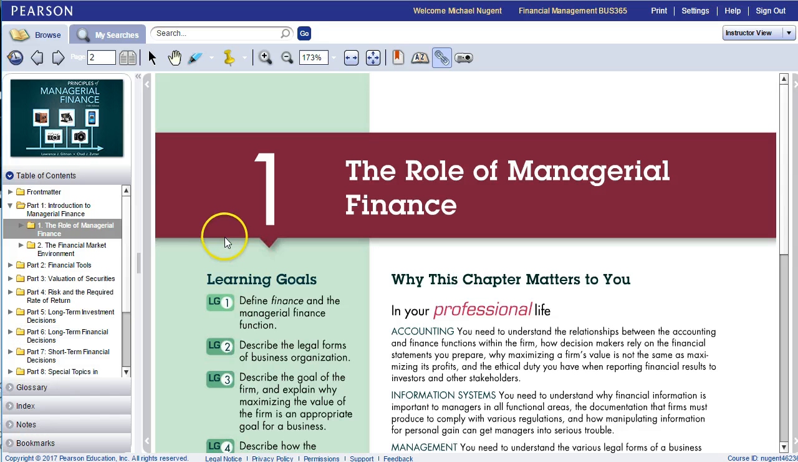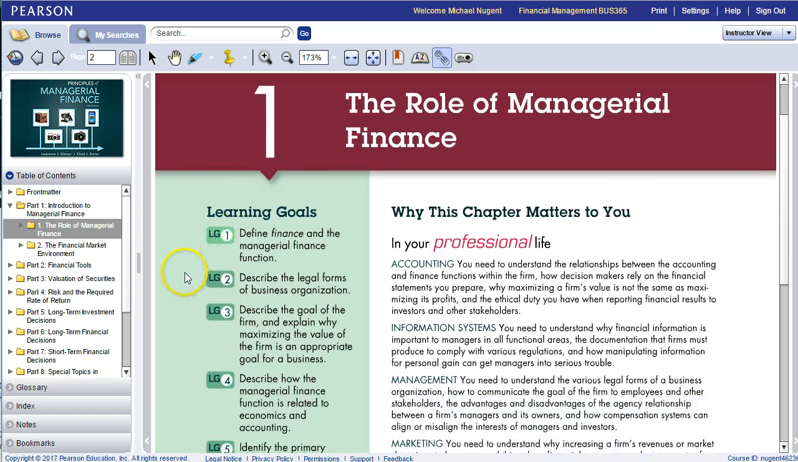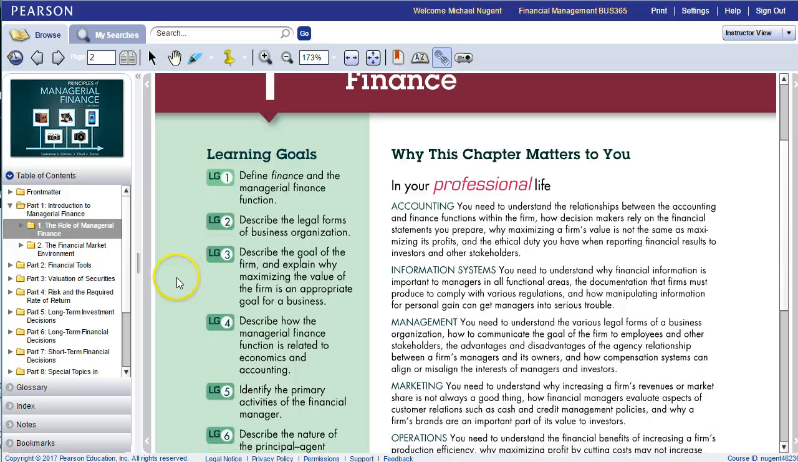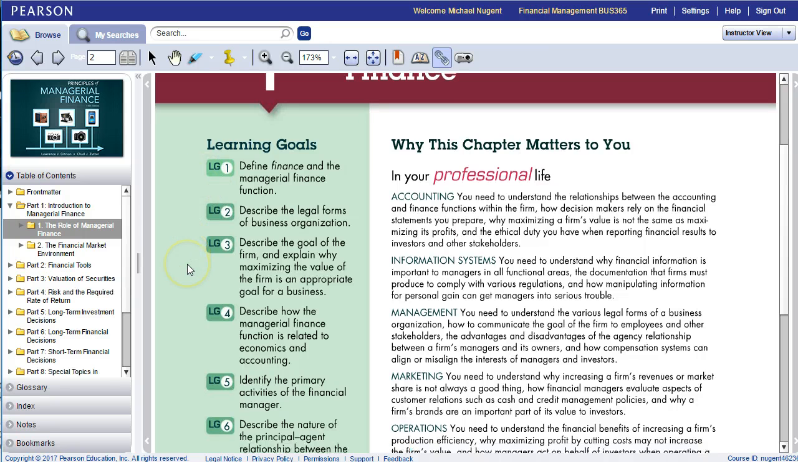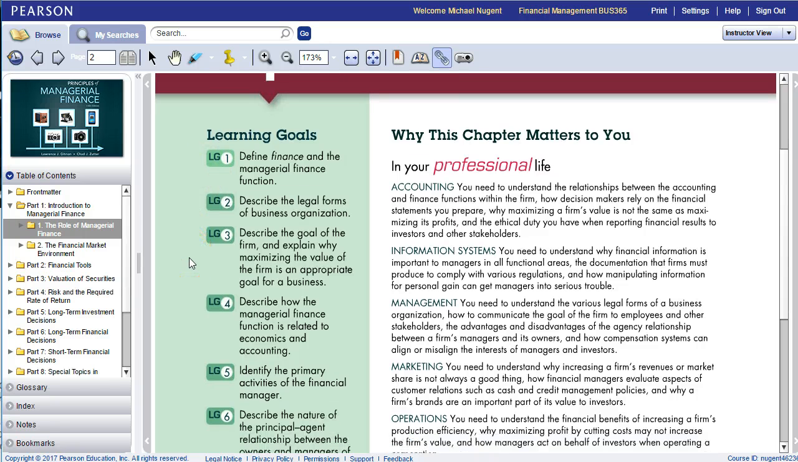So, the course starts out typically in the role of the financial manager. And the first chapter of the book will talk about what is finance, defining finance, and the managerial functions of finance as the first learning goal. The second learning goal in Chapter 1 was the legal forms of business, such as sole proprietorship, partnership, corporation. And it discusses the advantages and disadvantages of those three forms of business.